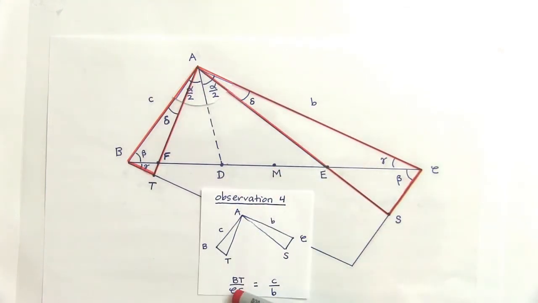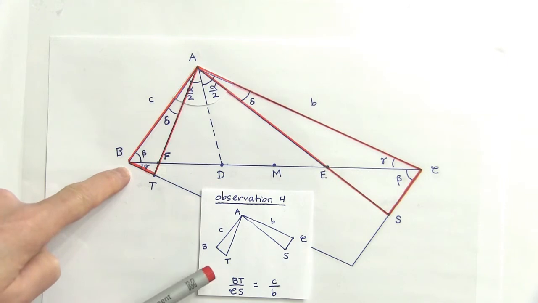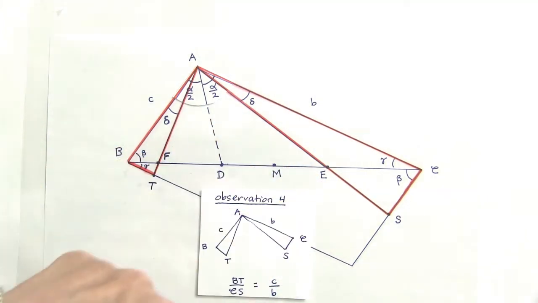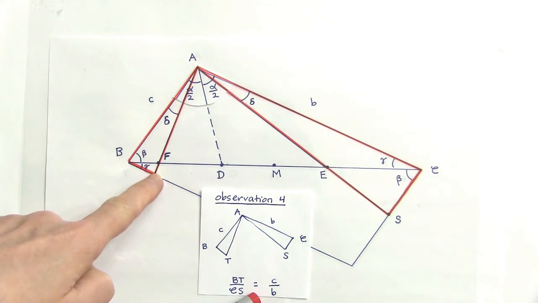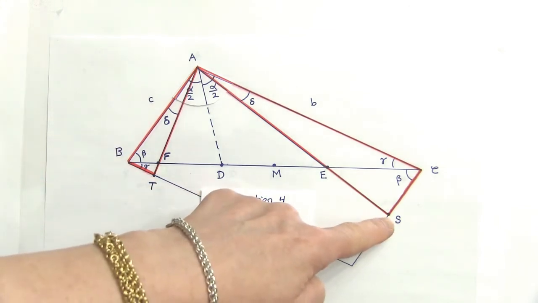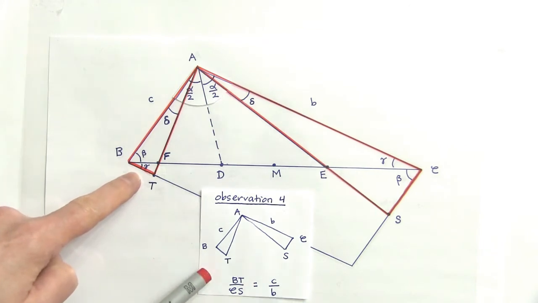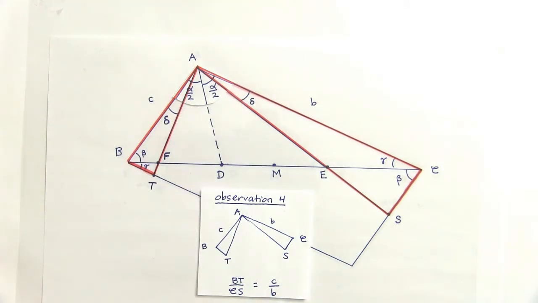And so from this pair of similar triangles, we take the side opposite delta in the left-hand triangle, which gives us BT, and the side opposite delta in the right-hand triangle gives us the side length CS, and this ratio is equal to the side opposite alpha minus delta in the left triangle, which is C, over the side opposite alpha minus delta in the right-hand triangle, which is B. So we have BT over CS is the same as C over B. And we have one more pair of similar triangles that we can exploit, and that will be observation number 5, my last observation.